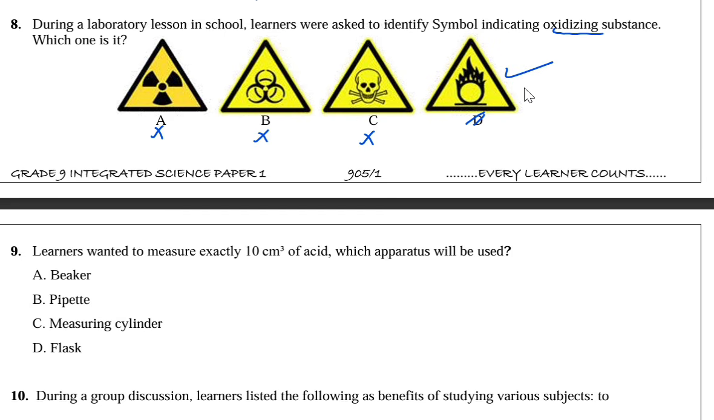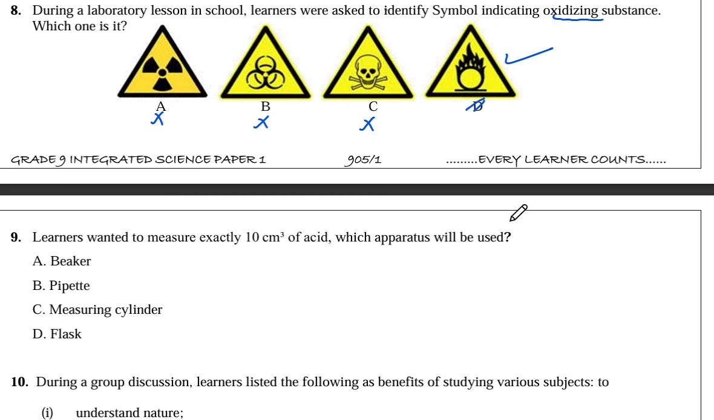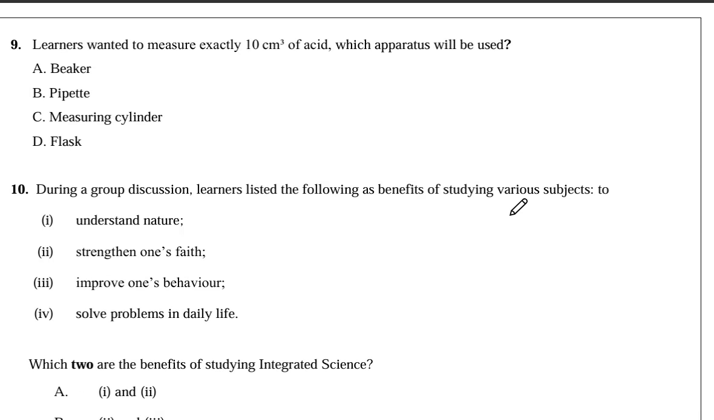We continue to question number 9. Learners wanted to measure exactly 10 centimeters cube of acid. So here we underline the word exactly, 10 centimeters cube of acid. Which apparatus will be used? A, beaker, B, pipette, C, measuring cylinder, D, flask. So which one do you think is going to be used?